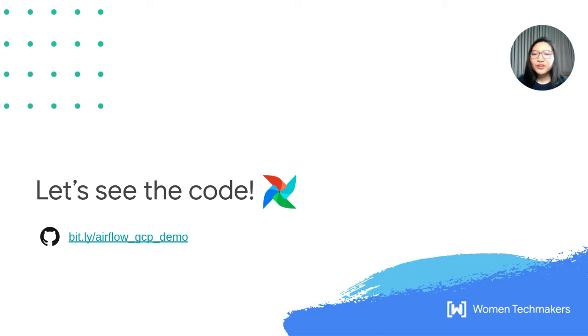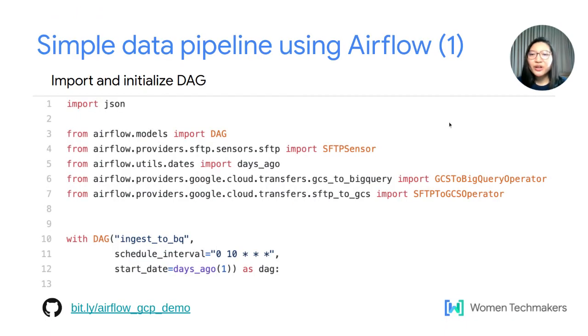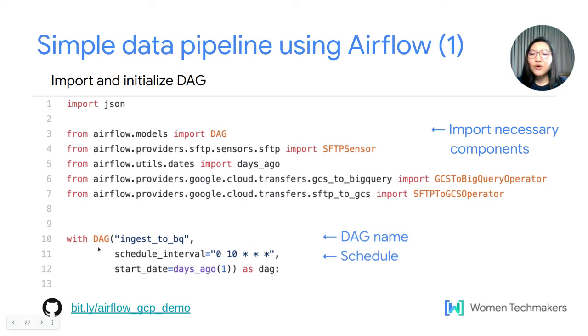Finally, let's see the code. You can find all the code used in this demo at this link. First, we need to import all the packages and components that we are going to use at the beginning. Then we will initialize the DAG, which stands for Directed Acyclic Graph. We will have the DAG's name, in this case called ingest to BigQuery, and you can set the schedule here in cron format.